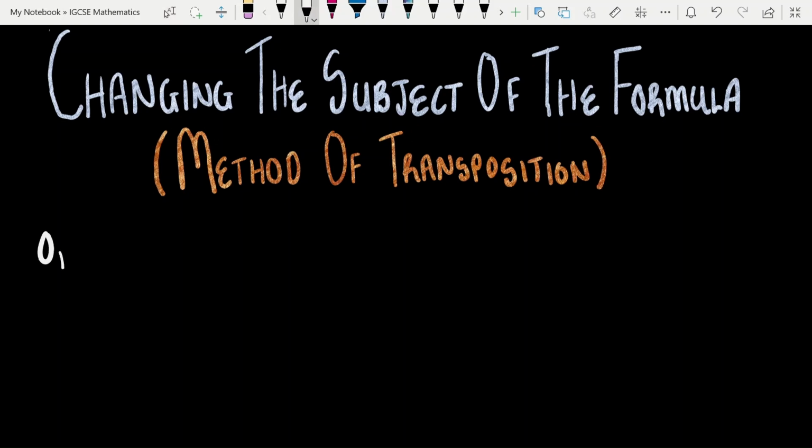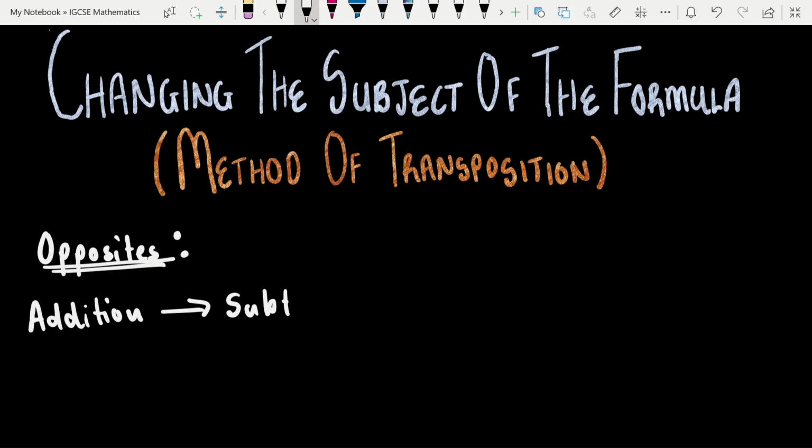Let me first write the opposites, then I'll prove it to you. Here are the opposite operations. If you have addition, the opposite of addition is subtraction, and subtraction is the opposite of addition. So these two are opposites. If something is adding, take it to the other side, it is going to subtract. If something is subtracting, you take it to the other side, it is going to add.